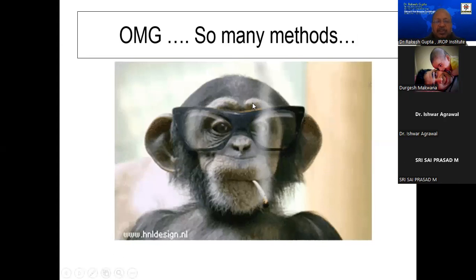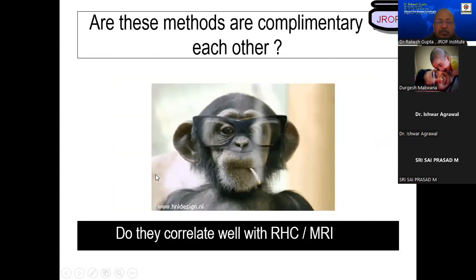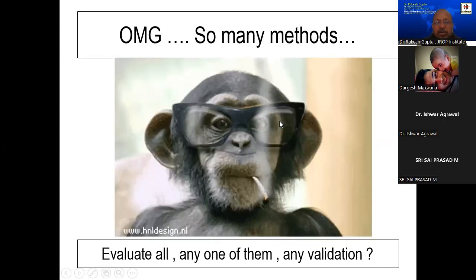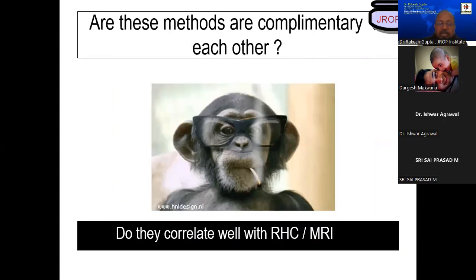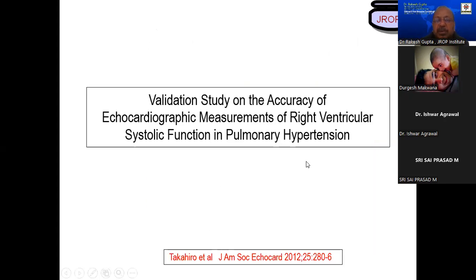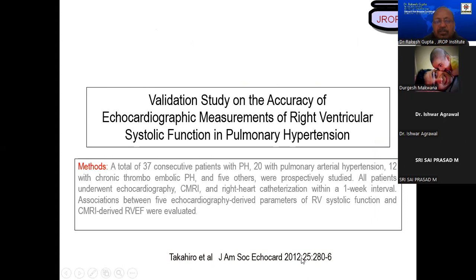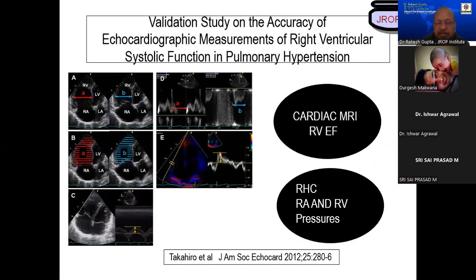Now this is a slide of a cartoon. He said, sir, how many parameters are these? Are these the parameters which I'm going to correlate with everybody? No, it's not true. So do they correlate well with right heart catheterization or MRI? Well, this is a validation study published in 2012 talking of various methods which I showed you over here. And they correlated very well with right heart catheterization for RV-RA pressures and cardiac MRI for right ventricular ejection fraction.